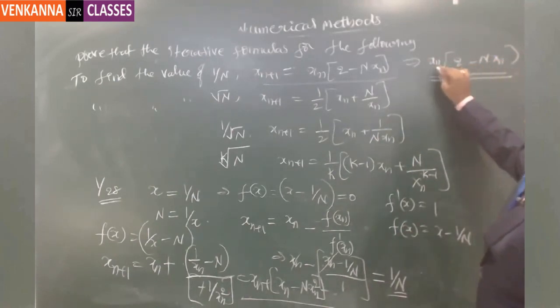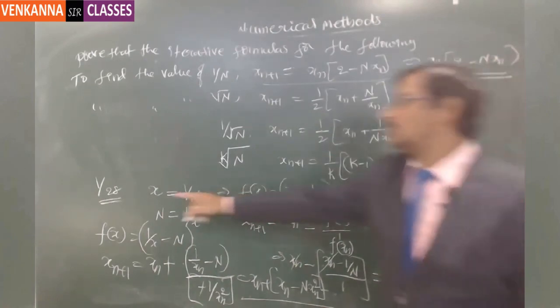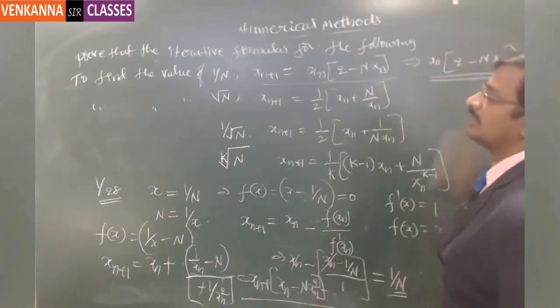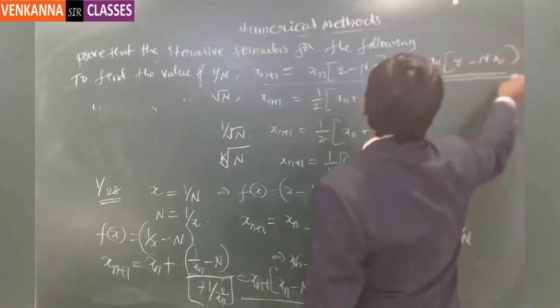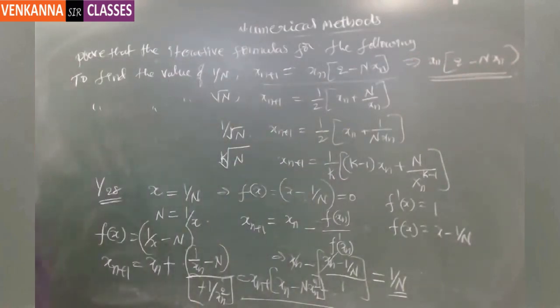So xn is the first approximation, and then n is the given value, which is 28 here, and you can make use of that value, and again you can go for the next approximation with the help of this calculation. Got it? Similarly, you can calculate for the other one as well. So note it down.